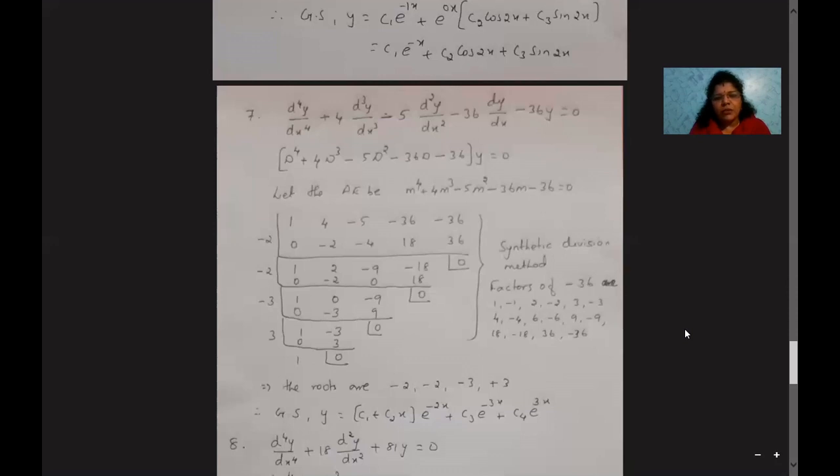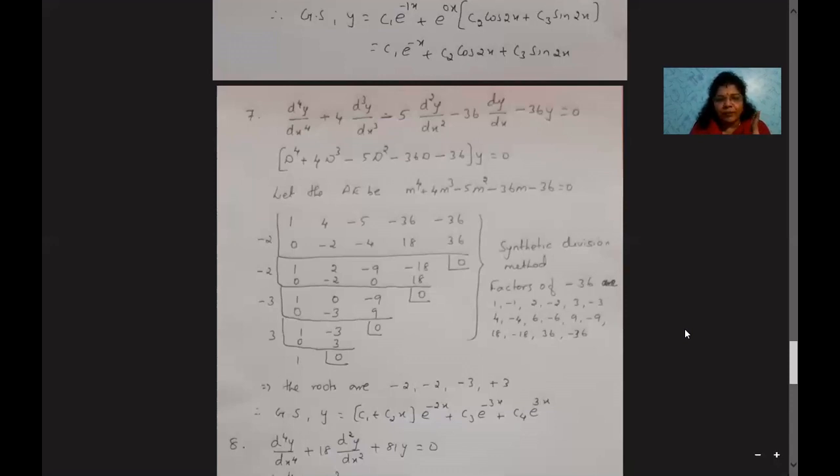So minus 2. First, always we select a 0. Now 1 plus 0 is 1. Minus 2 into 1 is minus 2. 2 minus 2 is 0. Minus 2 into 0 is 0. Minus 9 plus 0 is minus 9. Minus 2 into minus 9 is 18. And minus 18 plus 18 is 0. So 2 roots we have got: minus 2, minus 2.